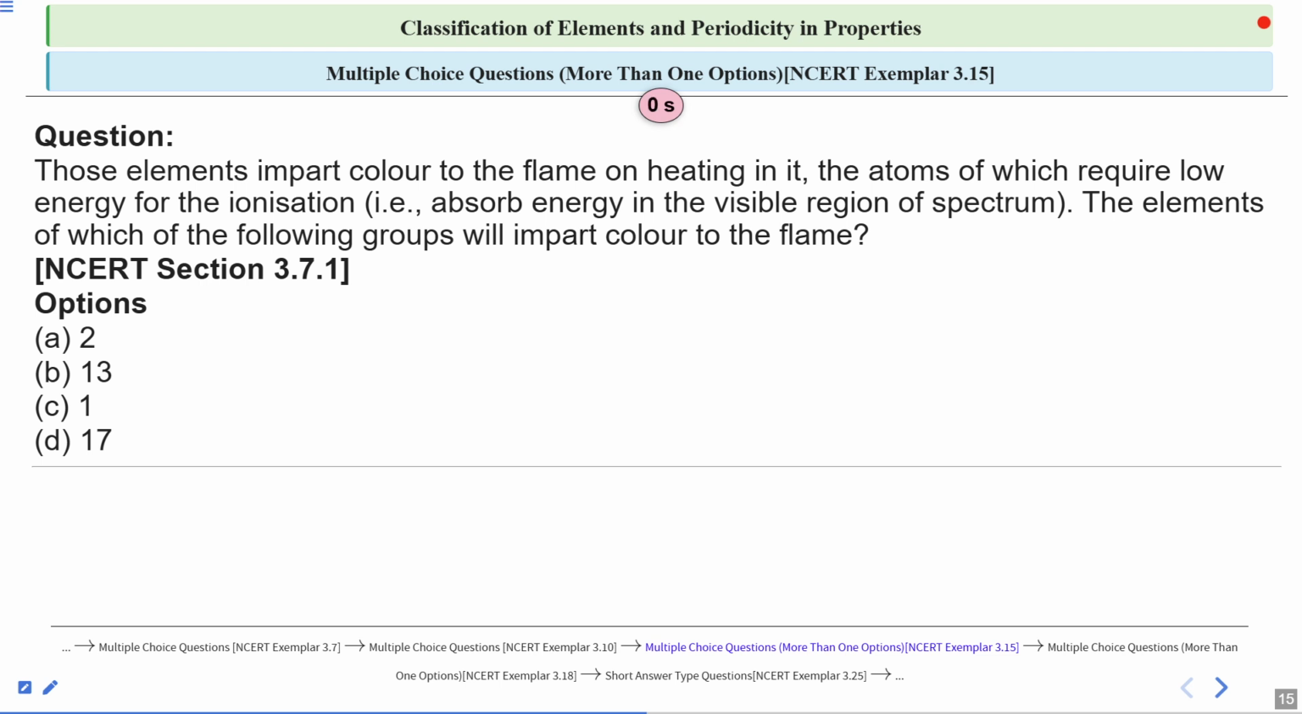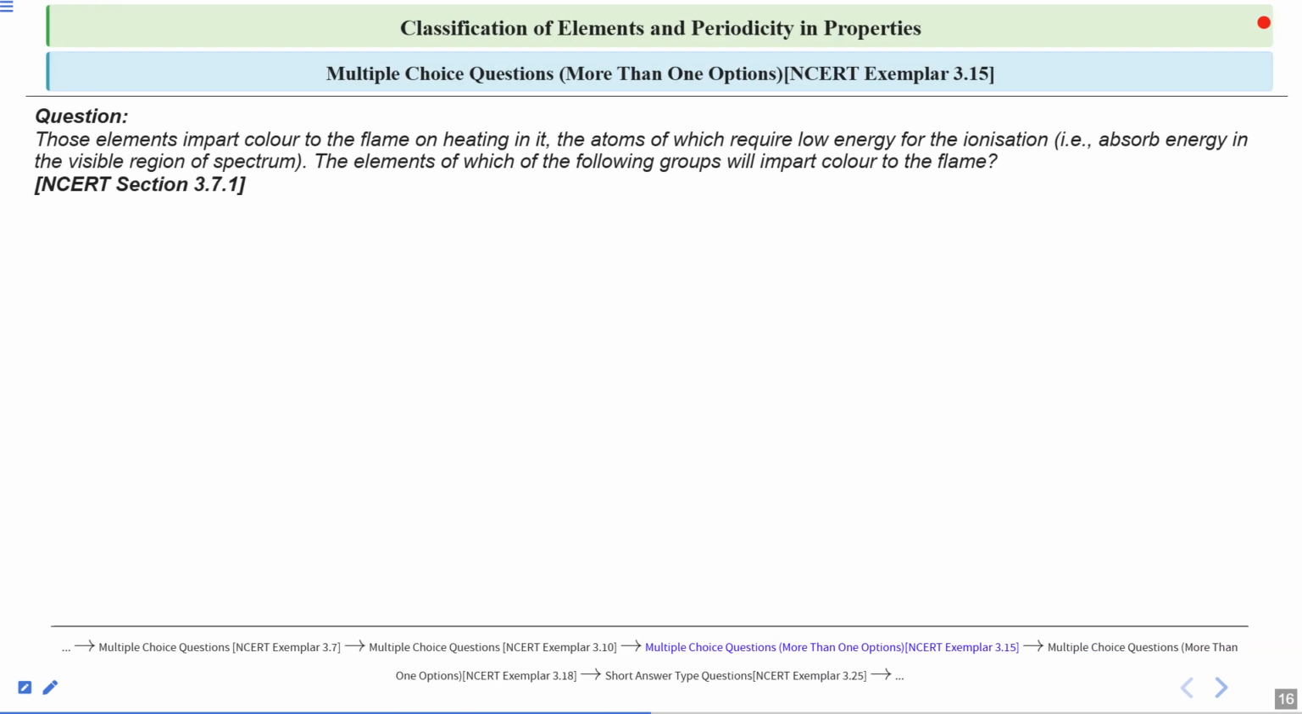Your time is up. Now let us move to the correct answer. So the correct answer will be A and C. Okay, A and C will be the correct answer. Now why am I saying this? Let us try to understand this logically. Maybe it would be an experimental part, but I will try to explain it logically. How? Let us see.